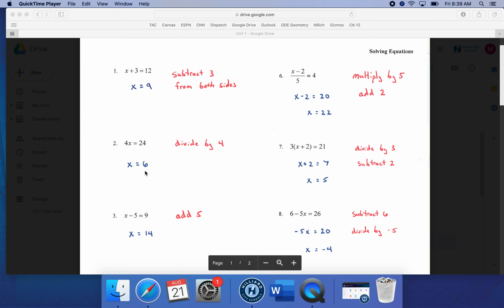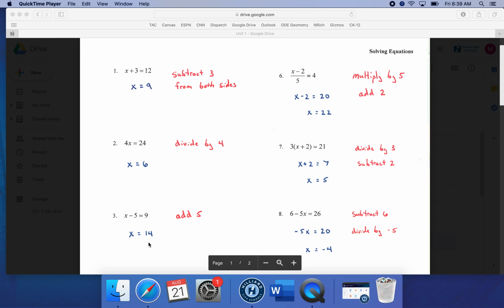It's a solution because if you plug that x value in, 4 times 6 is 24. 24 equals 24, and you get a true statement. If you plug in any other number than the solution, then you get a false statement, right? If you thought x was 10 here, 4 times 10 equals 24? No, that's not true. That's a false statement. So that would mean that 10 is not a solution to the equation.